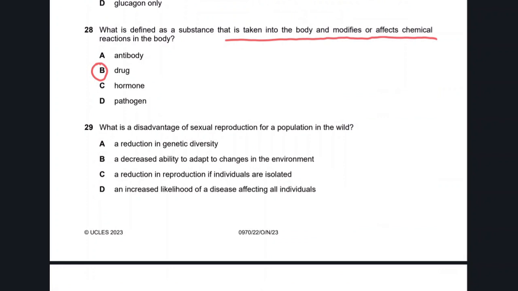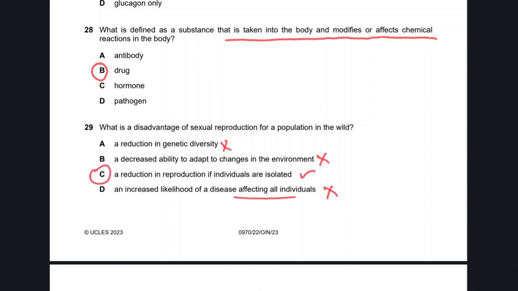What is the advantage of sexual reproduction in a population in a world? It reduces genetic diversity? No, because sexual reproduction always increases genetic diversity. It decreases the ability to adapt? No, because adaptability also increases. It increases the likelihood of disease? No, diseases are also decreased. So then we have the C option.